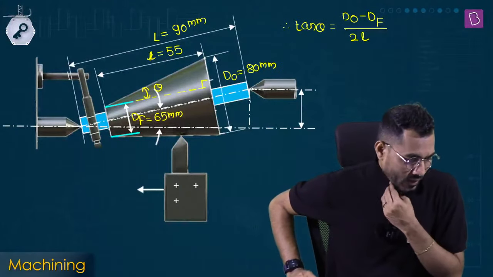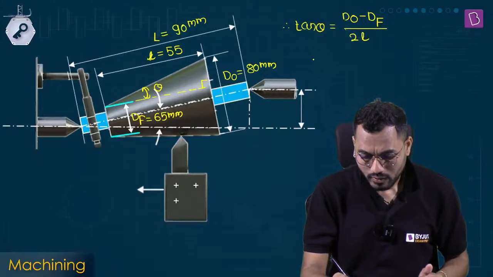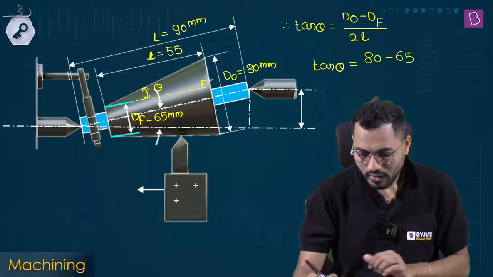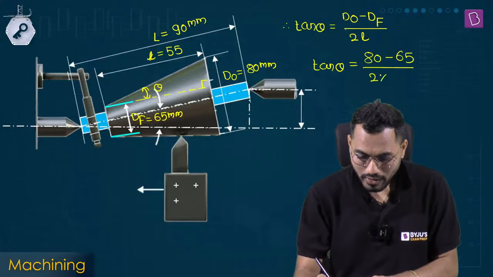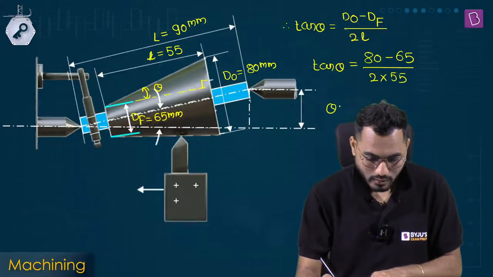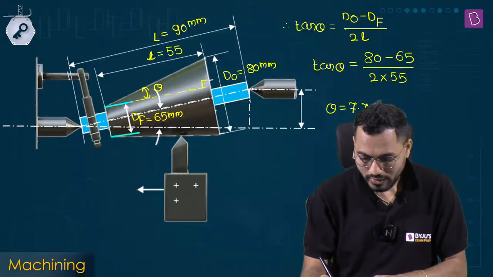No worries. So what is that? D_o minus D_f divided by 2l. So tan theta is equal to 80 minus 65 divided by 2 multiplied by l, which is 55. So theta value is coming, if we calculate that, 7.76 degree.